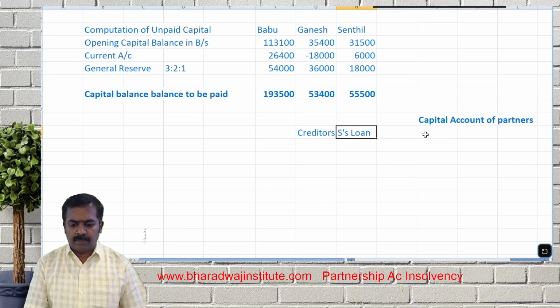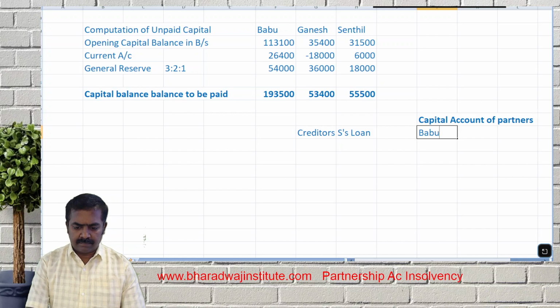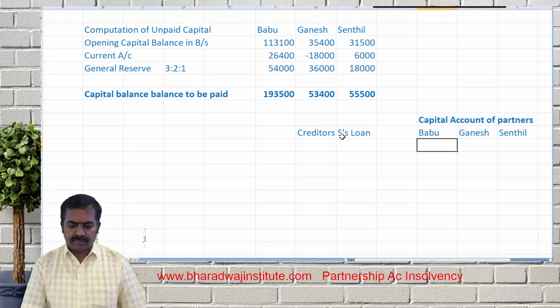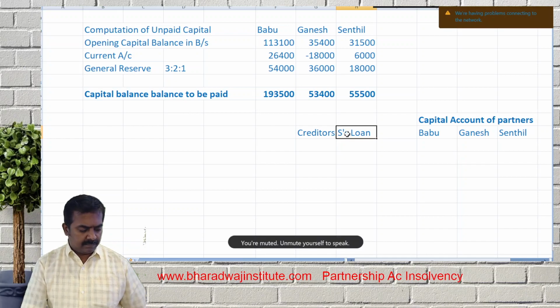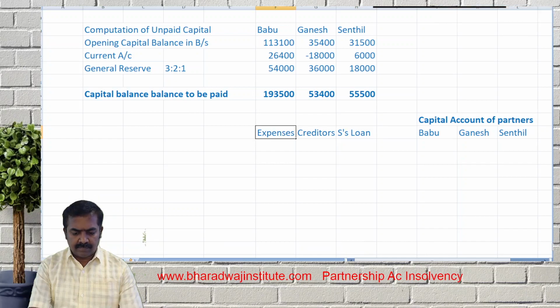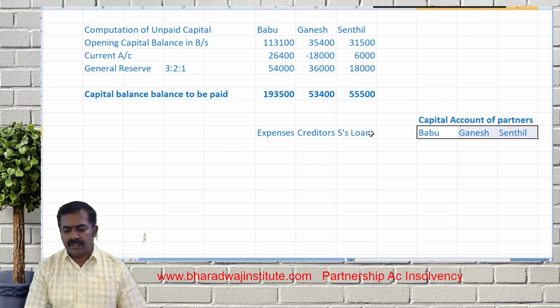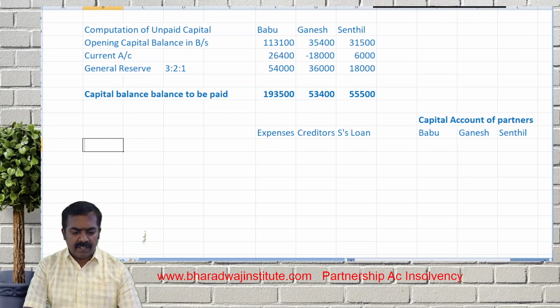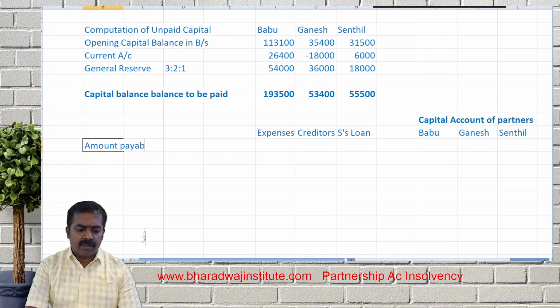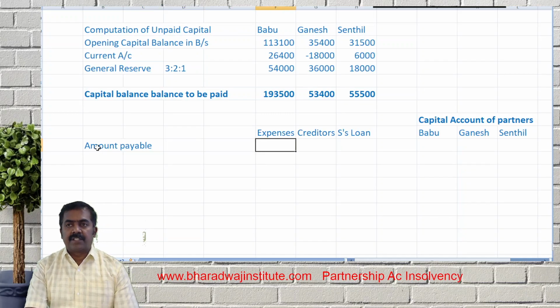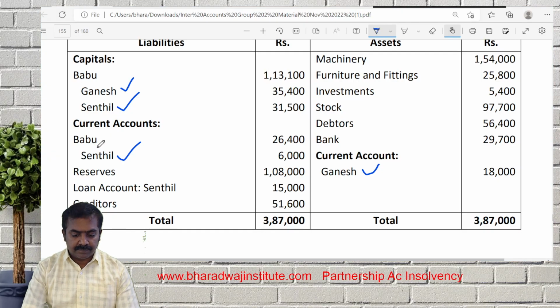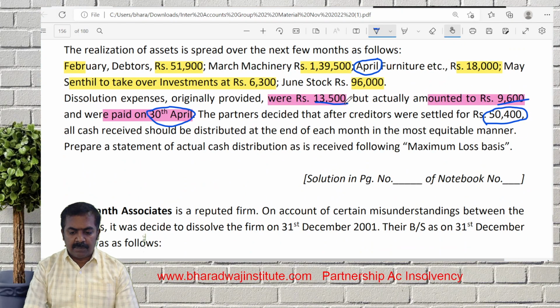Because loan or expenses should be paid separately. In the ledger: expenses, creditors, SS loan, then this one. Please remember, you have to record the amount payable, not the amount initially provided.